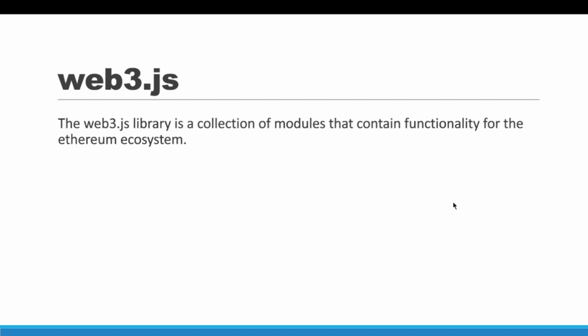Now, before going to our practical stuff, let us see some of the modules that the Web3.js library provides us with. The Web3.js library is a collection of modules that contain functionality for the Ethereum ecosystem. And one thing which is actually obvious, but let me tell you, is that Web3.js is a JavaScript library. So if you do not know JavaScript, then definitely you will face a little bit of difficulty during this lecture. But don't worry, I will try to make this lecture simple for you. Still, if you are facing any kind of difficulty regarding the syntax of JavaScript, I suggest you watch our JavaScript course. That will definitely help you.